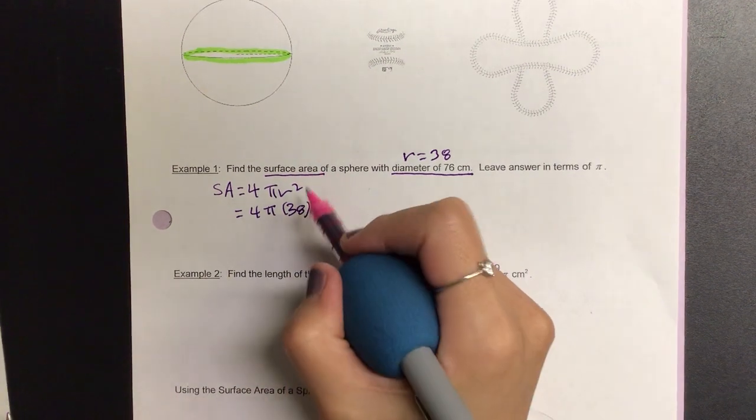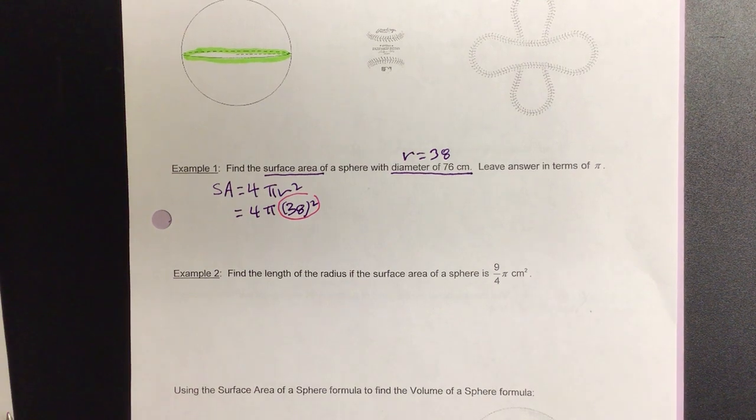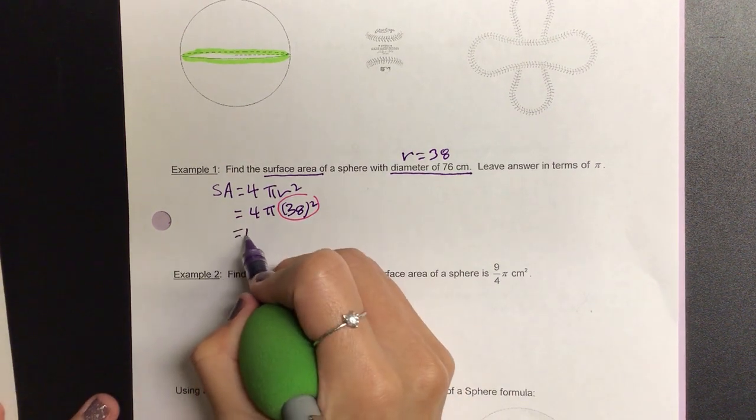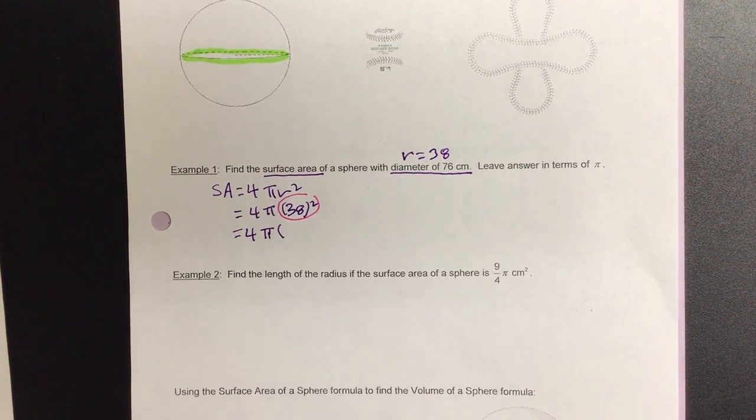Let's multiply 38 times 38 somewhere on the side. And check with your neighbor so we're not assuming the answer is always correct. Double check with the neighbor.